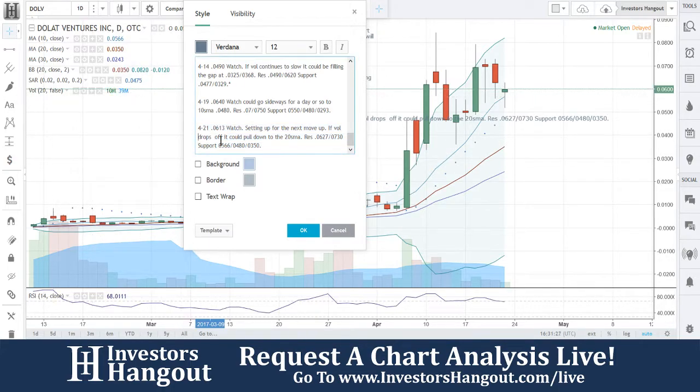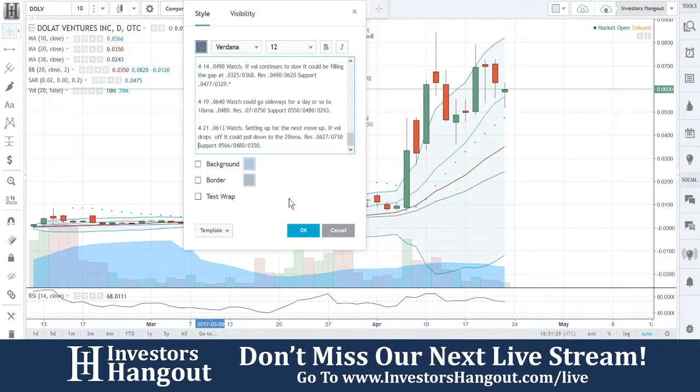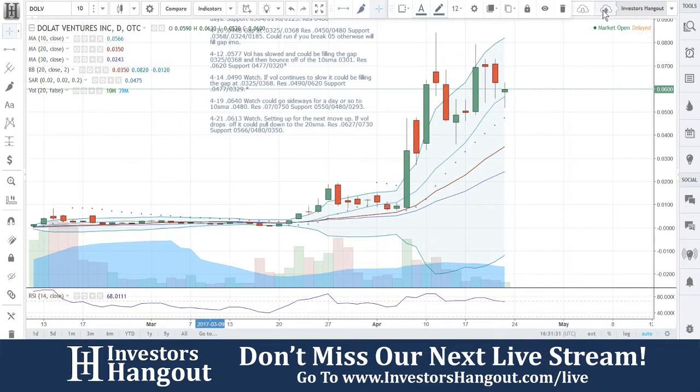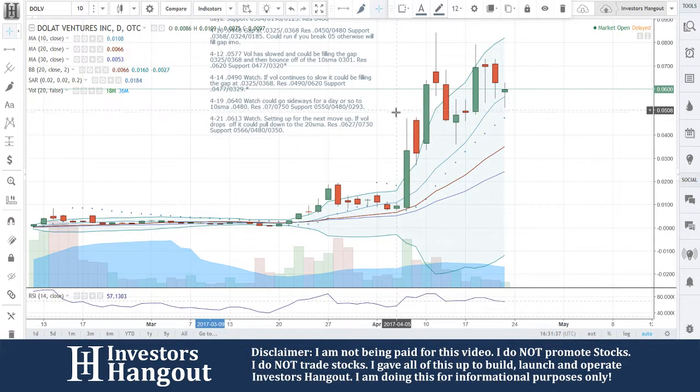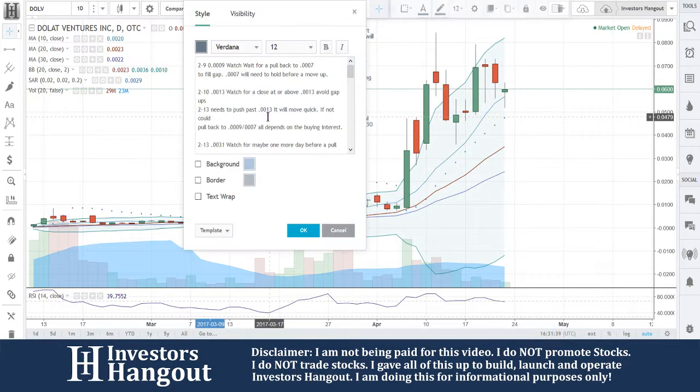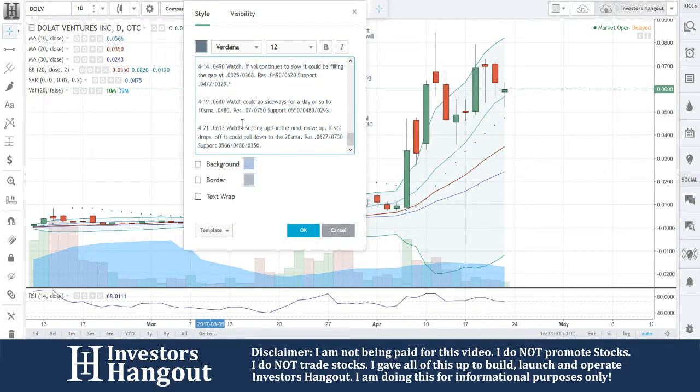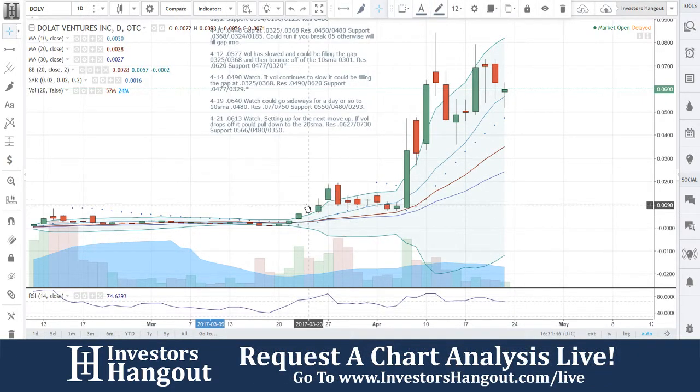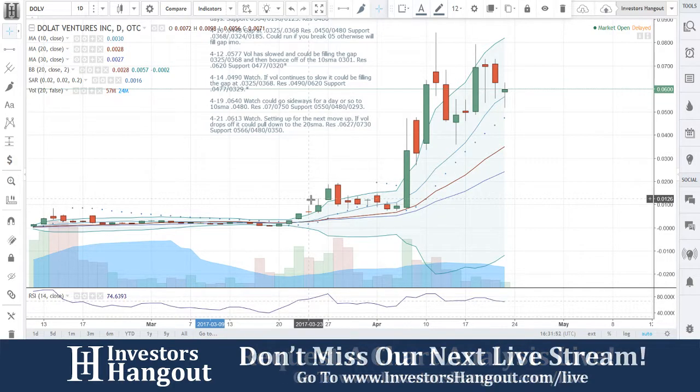If history repeats itself, I said that the last time it was going to go sideways. This time I think it's going to be the other way around. We'll watch to see if that 10-day simple moving average holds. And like I said, 0.613, watch, setting up for a next move. If volume drops off, it could pull down to the 20-day simple moving average. I've got to put that in there because it's a possibility, but right now it doesn't look to be that case. Resistance at 0.627, 0.730, support at 0.566, 0.480, and 0.350.